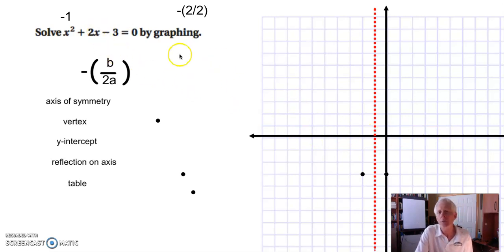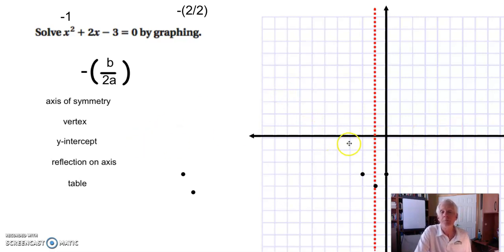If the axis of symmetry is negative 1, negative 1 squared is 1. Negative 1 times 2 is negative 2. So 1 minus 2 is negative 1, and negative 1 minus 3 is negative 4. So my vertex is right down here at negative 1, negative 4. So my parabola goes like this. I can almost guess that my next two points are going to be right up in here somewhere. So let me do that.